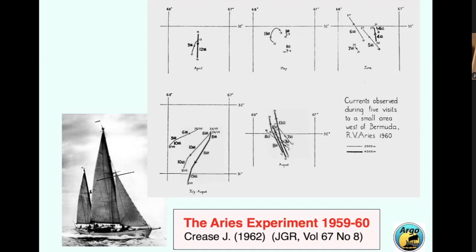The only paper published on those results at about that time was by Jim Crease in 1962. And what it actually had revealed was that the ocean was full of what we now call mesoscale eddies, much more energetic motions than the background motion that was expected. So the Aries experiment was a success, but in a way that was not expected. This was an idea of measurements really showing that the ocean differed from how theory predicted it ought to be.